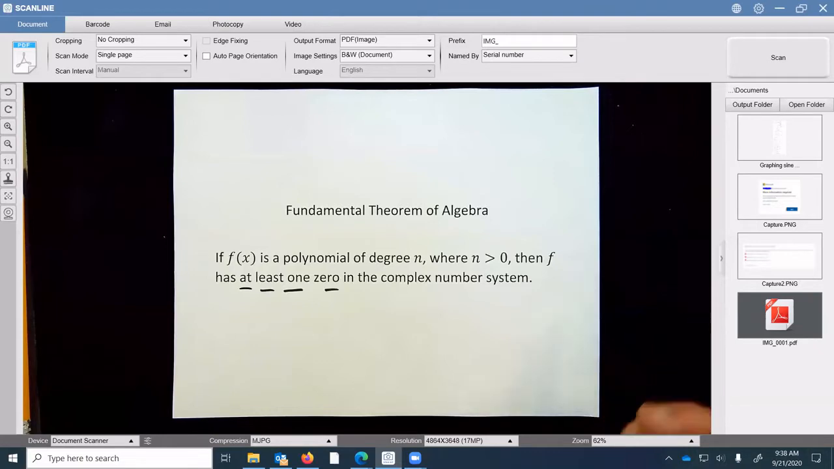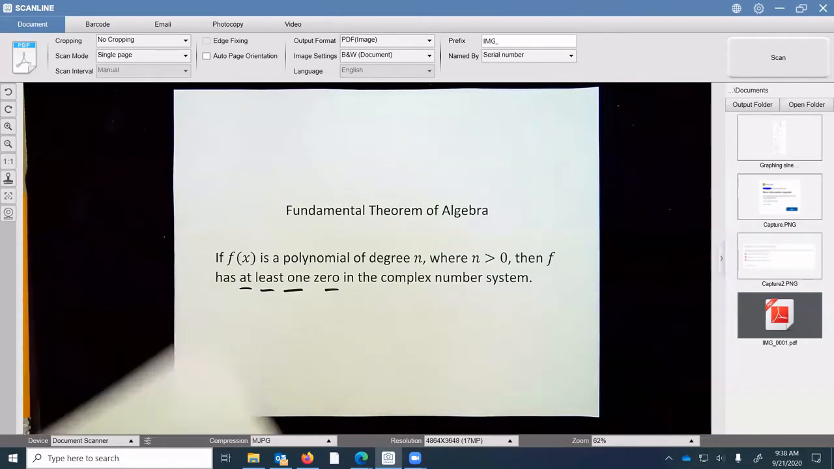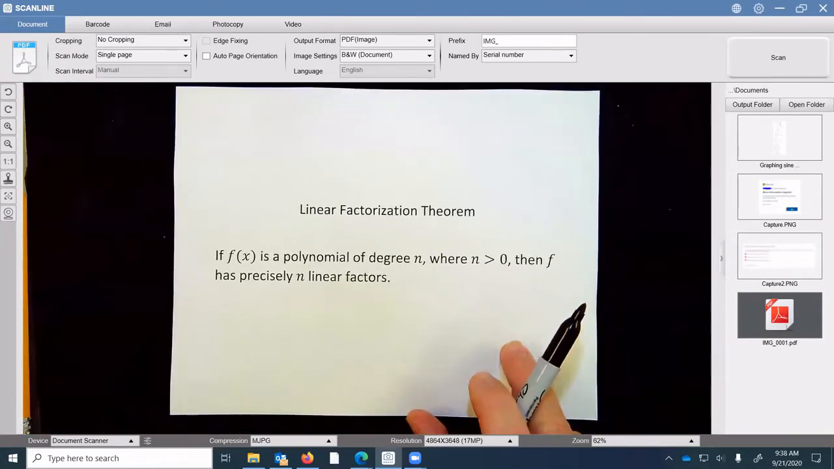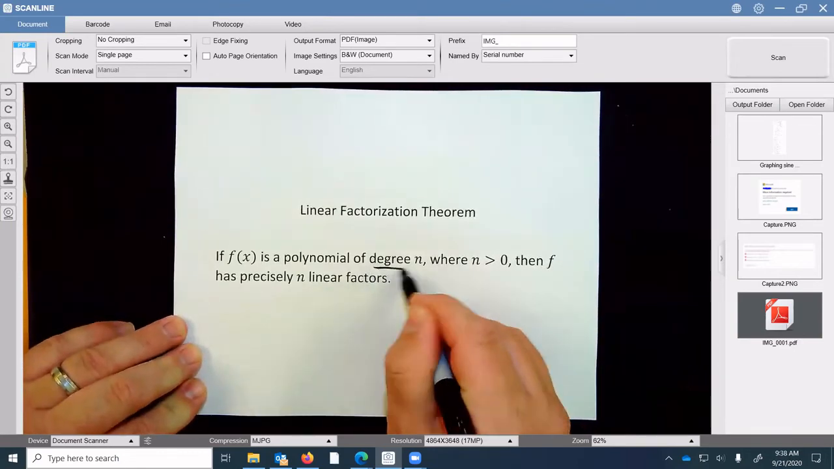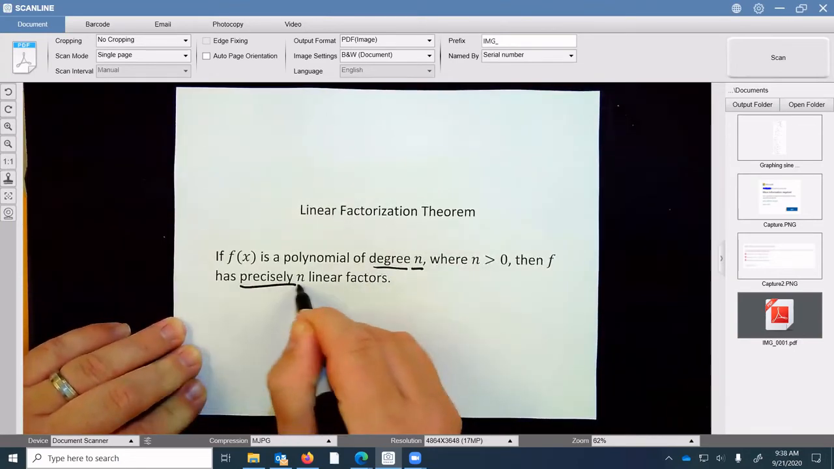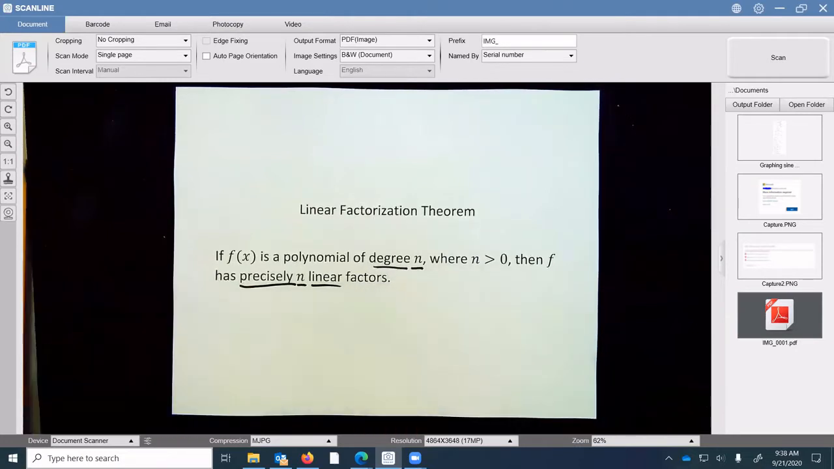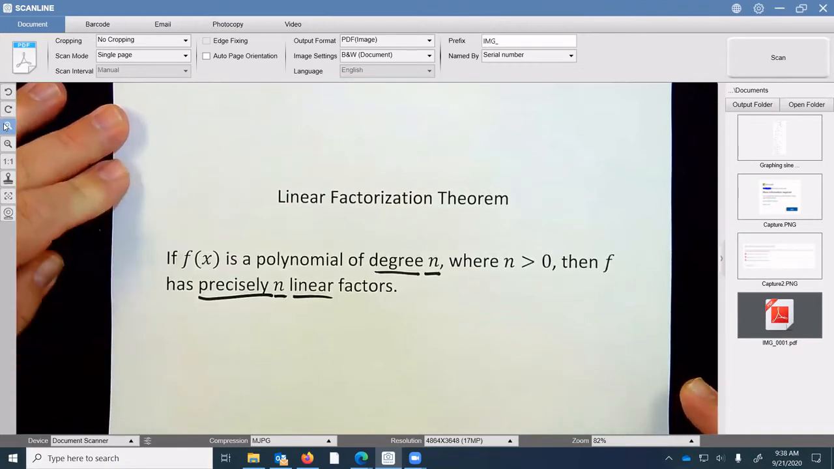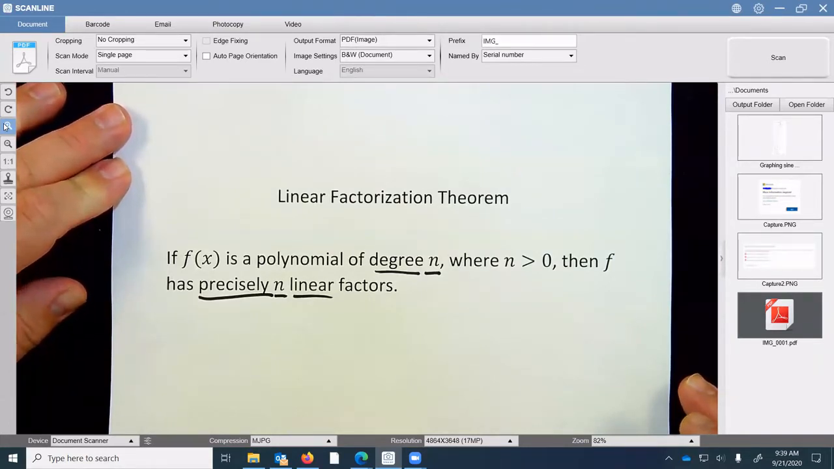And shortly after his death, about 20 years, whatever, the linear factorization theorem comes out, and it says that if it's degree n, it has precisely n linear factors. So if it's fourth degree, it has 4 factors. If it's fifth degree, it has exactly 5 factors, not more, not less. And it was an extension on what Gauss first found in 1800-ish.